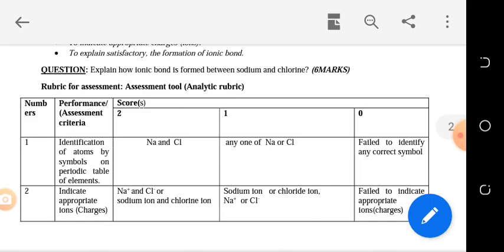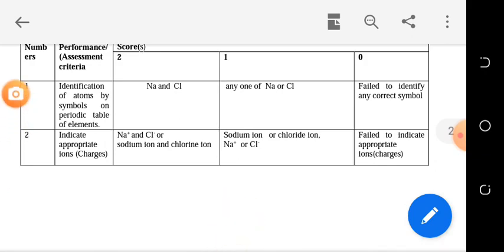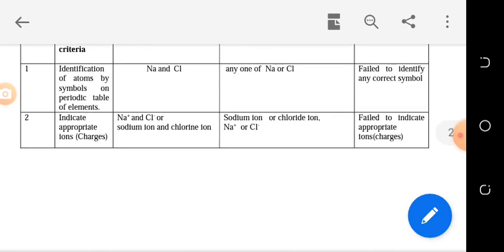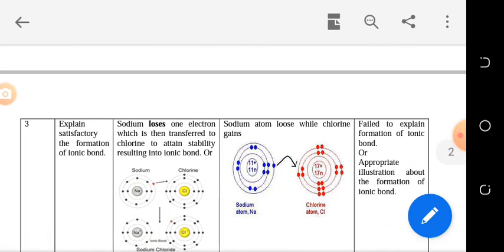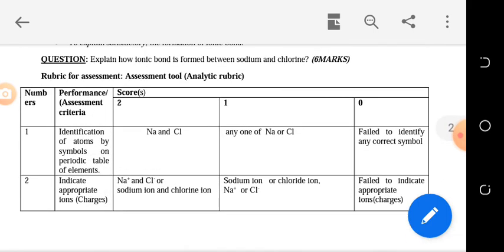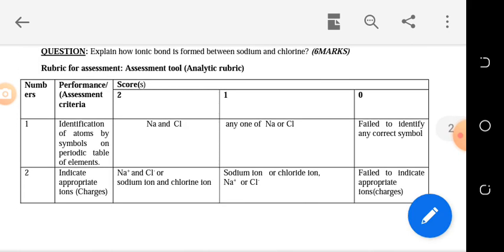For example, there are a number of rubrics, that is number 1 and 2. The rubrics here to assess are 3, and performance criteria for each rubric. For rubric 1, you will mark the identification of atoms by symbols on the periodic table of elements. Here you will see the scores for each rubric.